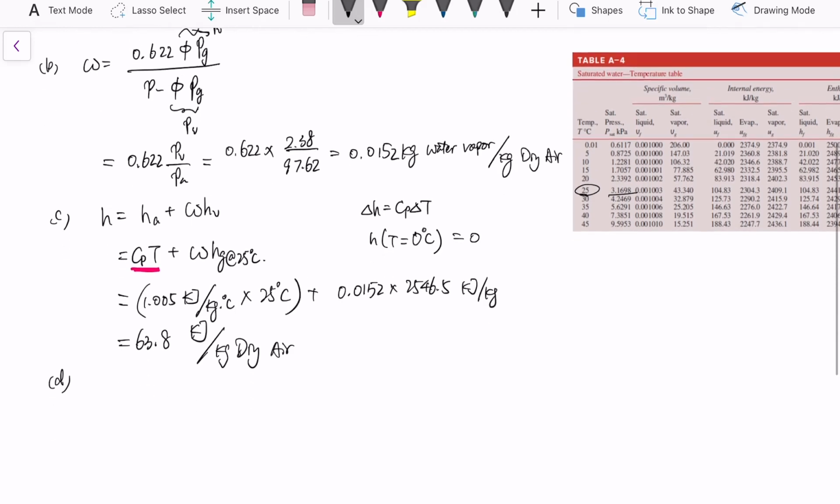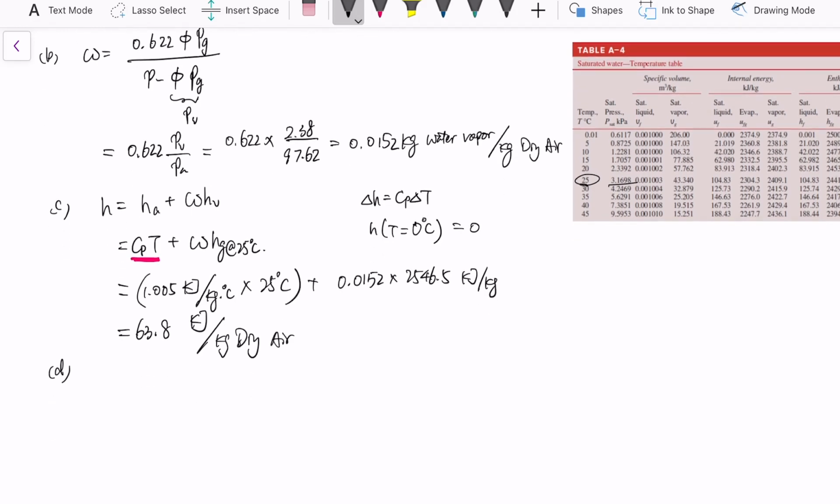Last one, to find out the mass of the dry air and the mass of the water vapor. So we're just going to use the ideal gas law. Ma equals PA V RA divided by T. Now V is the total volume. In this case it is the room volume. So V equals 5 by 5 by 3 equals 75 meter cube.